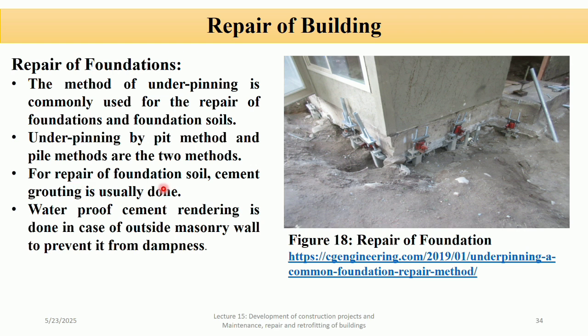We also use cement grouting for foundation soil. A cement-water mix is injected into the soil, and it fills the voids and binds loose particles, increasing soil strength and reducing settlement. We also use waterproof cement rendering. If the outer masonry walls are damp due to water infiltration from the ground, a waterproof cement plaster or render is applied externally. It forms a protective barrier against moisture and dampness.